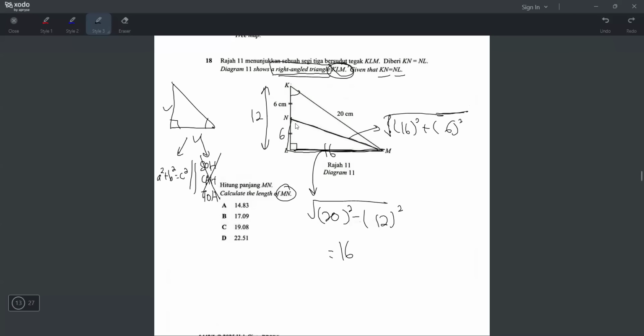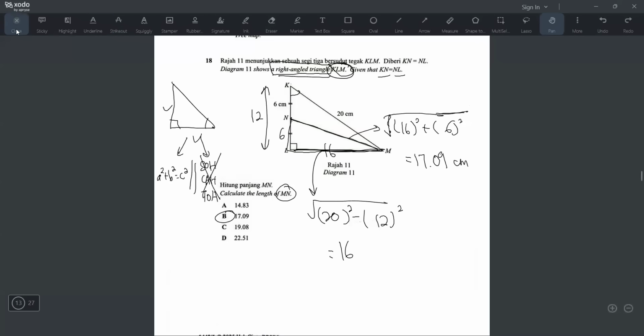Why? Because it is like you're finding the longer side. When you cari side yang paling panjang, the hypotenuse, you will always plus. Okay, tekan this, you get 17.09, and that will be the answer. And the unit is in cm. Okay lah, but this is paper 1, so yeah, the unit is not that important. Okay, so that's all.